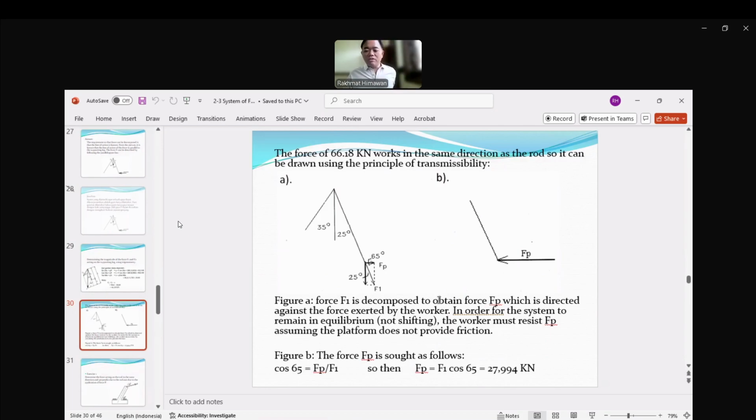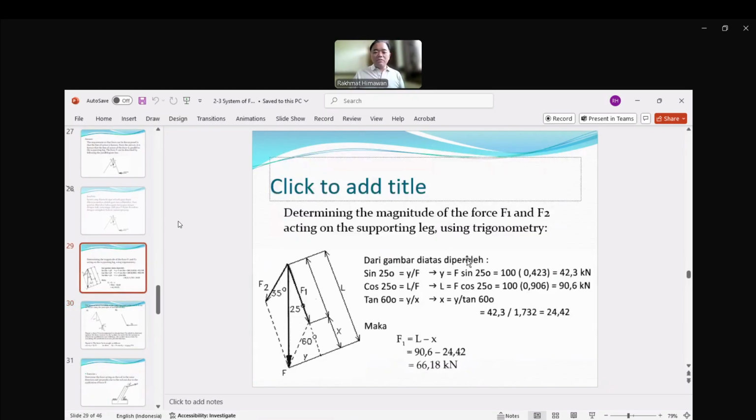But how much does the worker need to push? And the answer is 27.994 kilonewton. Okay, this is also one example of a sample question in the exam. Yeah, and this part, I think, is the most challenging part for those who are not used to exercise, and you're usually going to have a bit of a difficult time to find out.